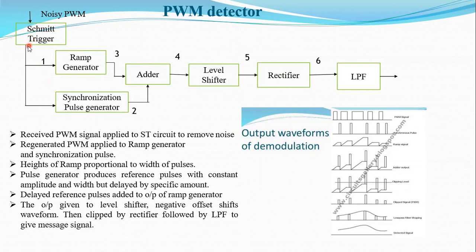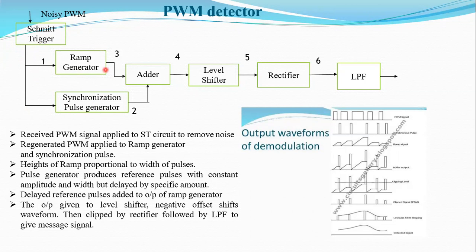In that receiver, the first block is a Schmitt trigger to remove the noise. So the received PWM signal is applied to the Schmitt trigger circuit to remove the noise. Now the regenerated PWM is applied to the ramp generator and the synchronization pulse. So the output of this Schmitt trigger is given to both the ramp generator as well as the synchronization pulse generator.